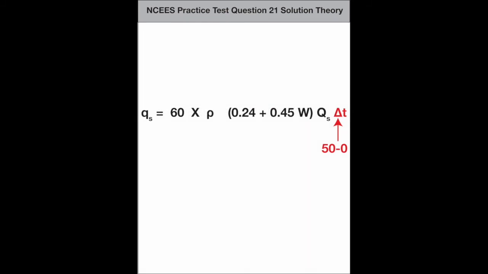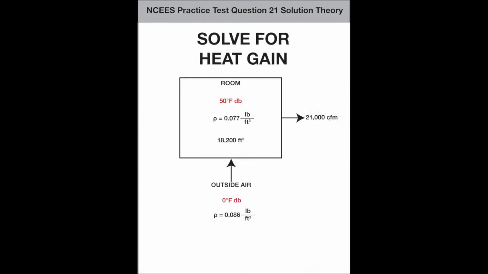The delta T is 50 minus 0, the two dry bulb temperatures. The question gives 21,000 CFM here. But that's not the air that's being heated. That's the air that's being exhausted. And you're supposed to solve for the air that's being heated. Isn't it the same, though? What goes out must come in, right?